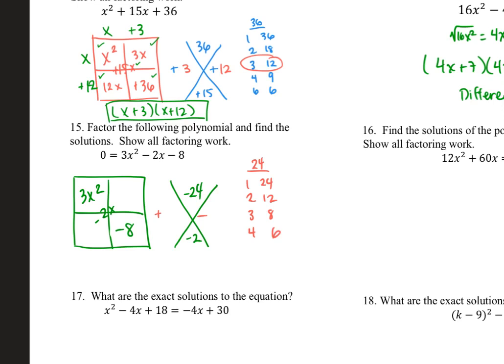So now since one's positive, one's negative, we're going to look for the pair that subtracts to make negative 2, and that's going to be 4 and 6. And it's going to be 4 minus 6. So 4 and negative 6 makes negative 2, and when we multiply those, it makes negative 24.